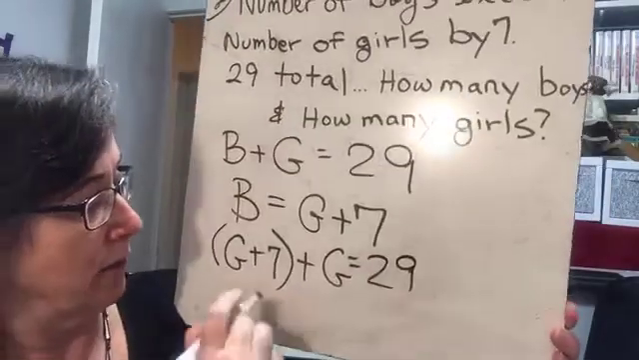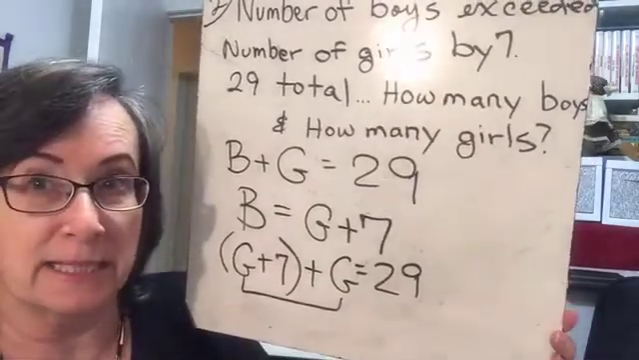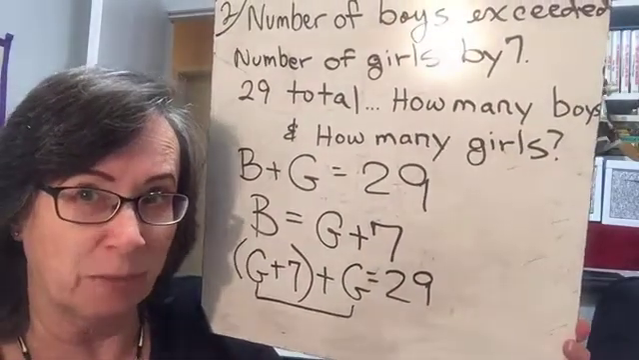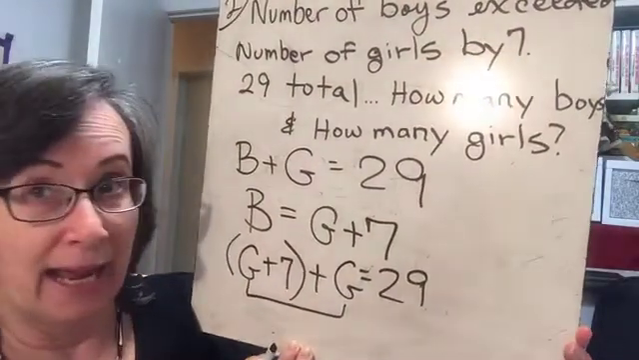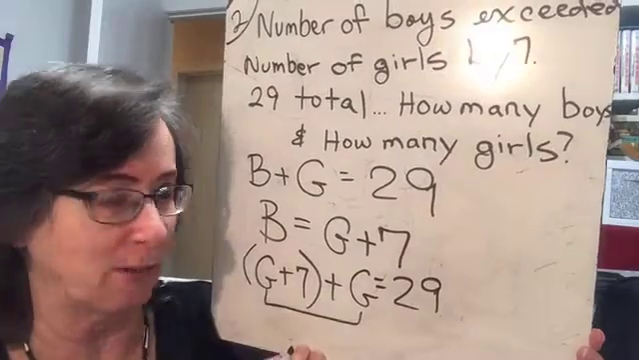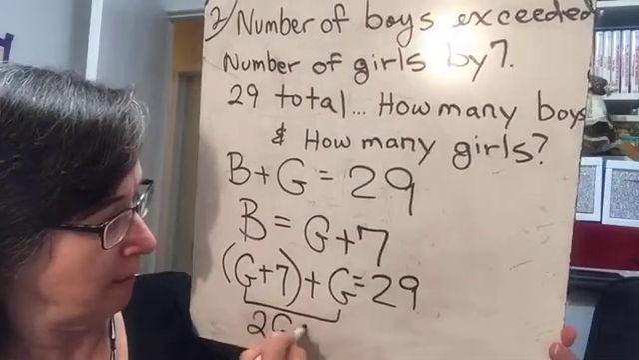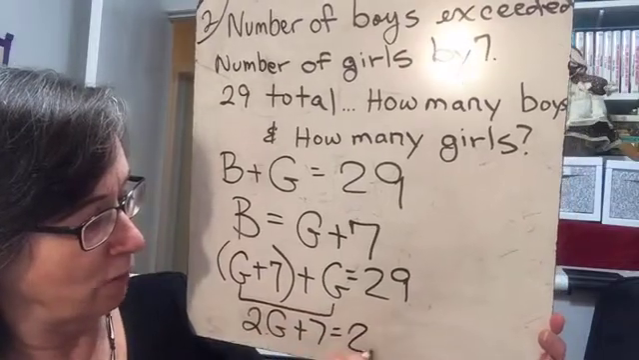And we're going to add these two G's together. There's no reason to keep this parenthesis there. I can remove it right away. I don't have to put it there. I'm just putting it there so that you know I'm substituting in. And G plus G is 2G, so we have 2G plus 7 is 29.